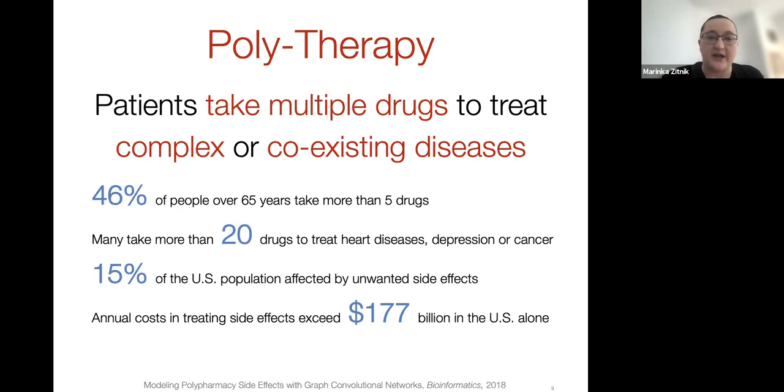disease, depression, or cancer. And so the problem with that is that individuals that take many drugs at the same time are at much higher risk for developing unwanted adverse events. And around 50% of the US population is affected by those unwanted adverse events of drugs, which represents a problem both for individuals as well as for the healthcare system, because annual costs in treating side effects are skyrocketing.